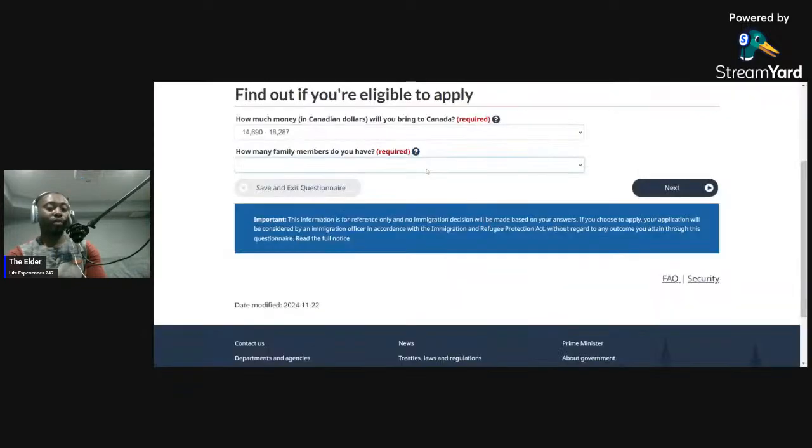So, how many family members? In our case, it's just one person applying. You are not married, you don't have any kids, so it's just one person. And mind you, as I showed you in the table, the number of people coming here will determine how much money you need to have. So, if you are choosing, let's say, two or more here, you have to ensure the figure in the first part corresponds to that figure. And then you go to next.